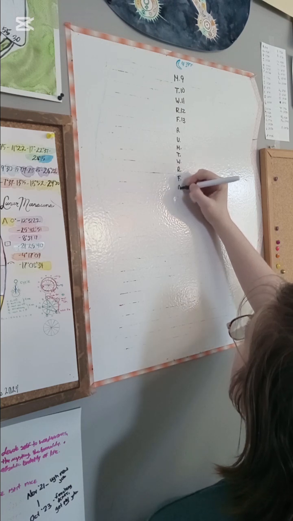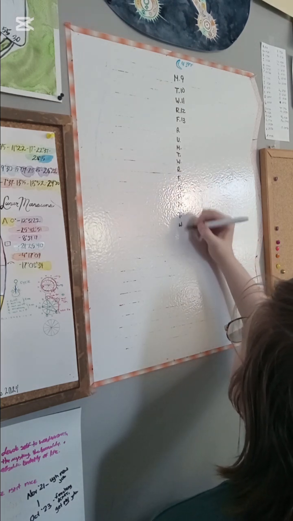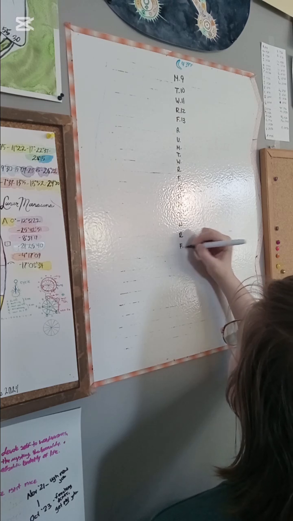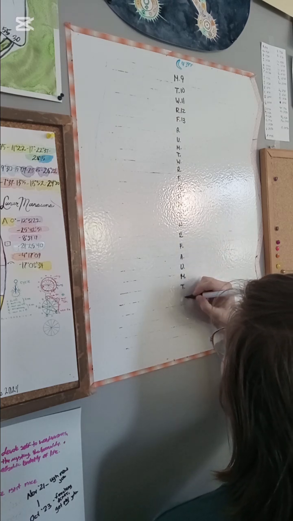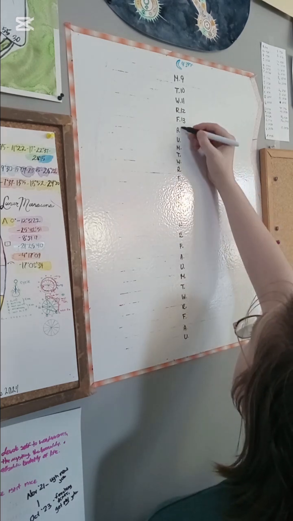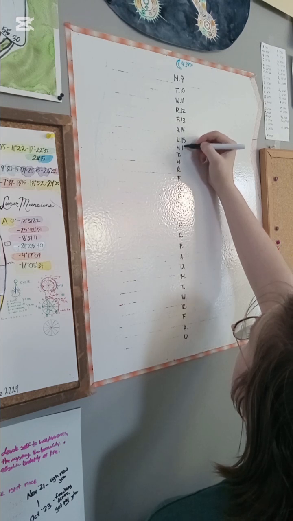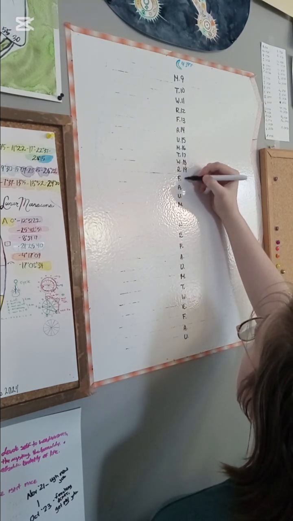I have a shorthand for the days of the week that I learned from my grade 12 English teacher. So R's are Thursdays, A's are Saturdays, U's are Sundays. And I just do the days first because otherwise I get very confused and I have to start over. So I'll do the days and then I'll go through with the numbers.